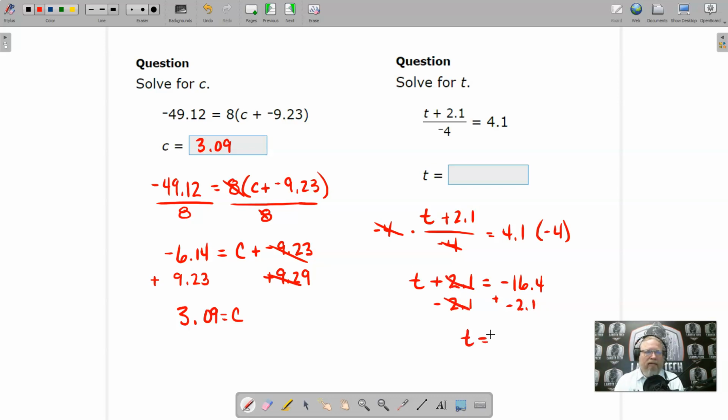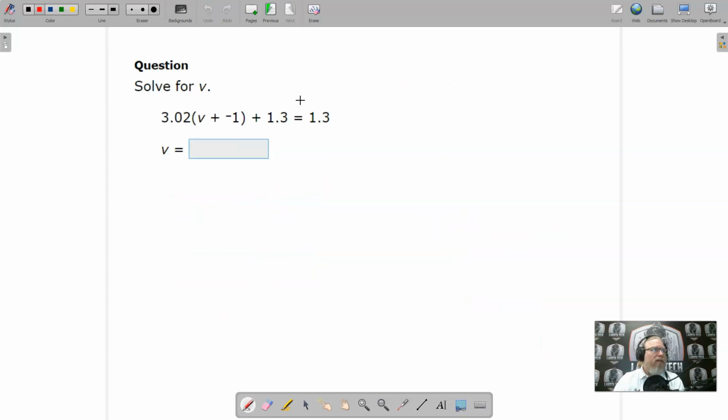And then negative 16.4, and I'm going to add to that a negative 2.1. It means it's going to get even more negative. So it's a negative 18.5. I probably could have done it without the calculator, I suppose, but t equals negative 18.5. I think I have one more problem here.